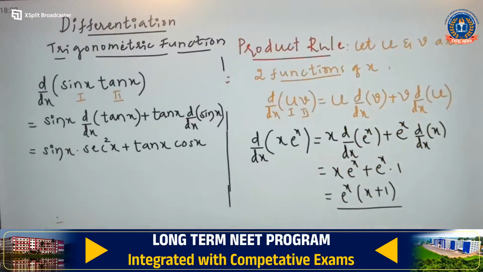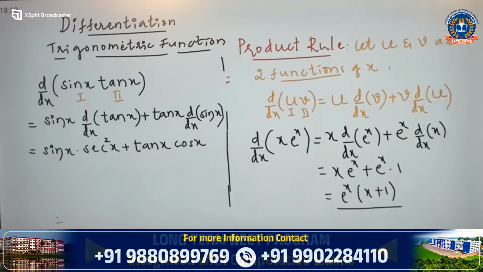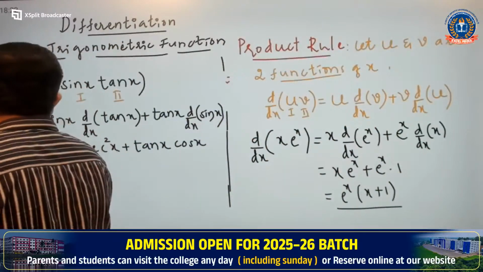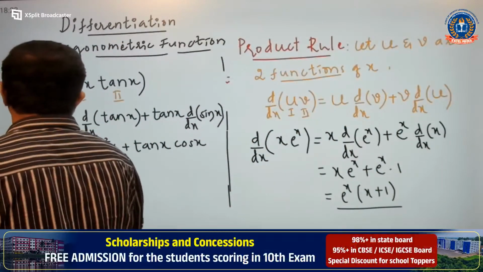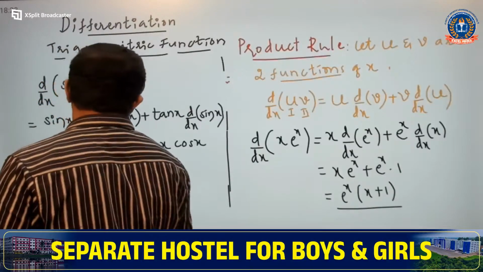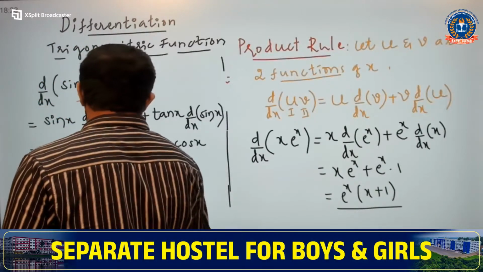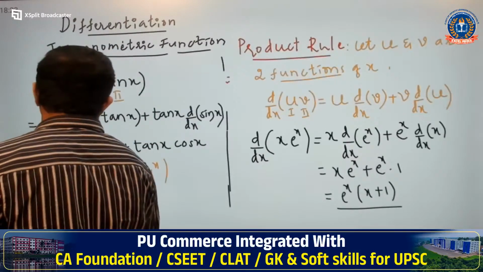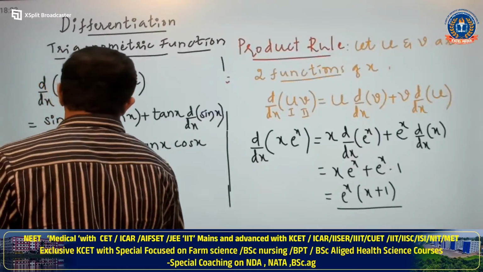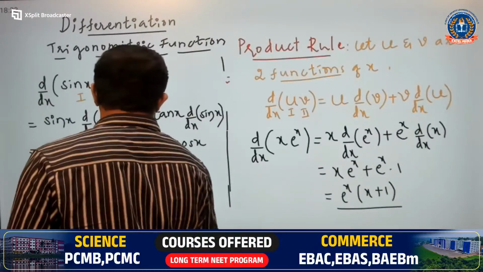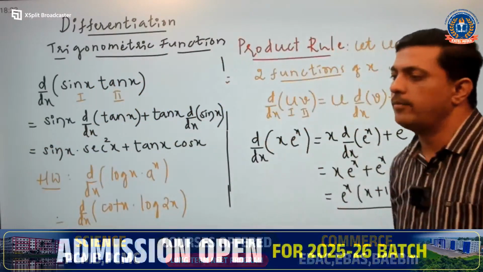Write it. See, you can see the whole product rule on the board. Write them properly and try to work simple examples. I do give you some homework here. Just take the homework and try to solve them. A derivative of log x into a raised to x, a derivative of cot x into log 2x. So try to work on these examples given here.